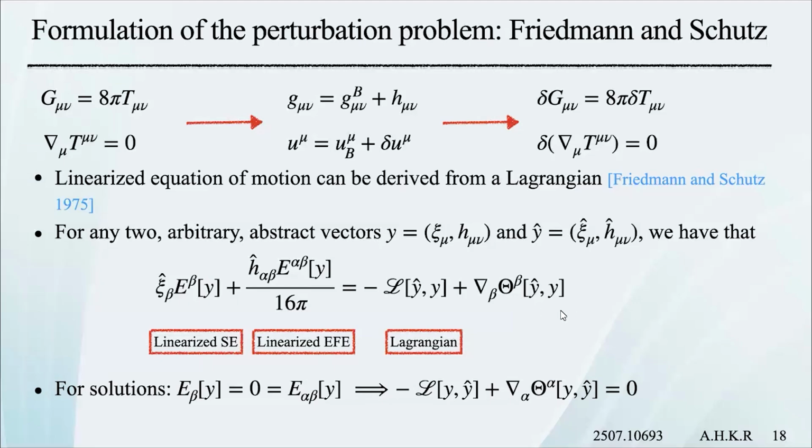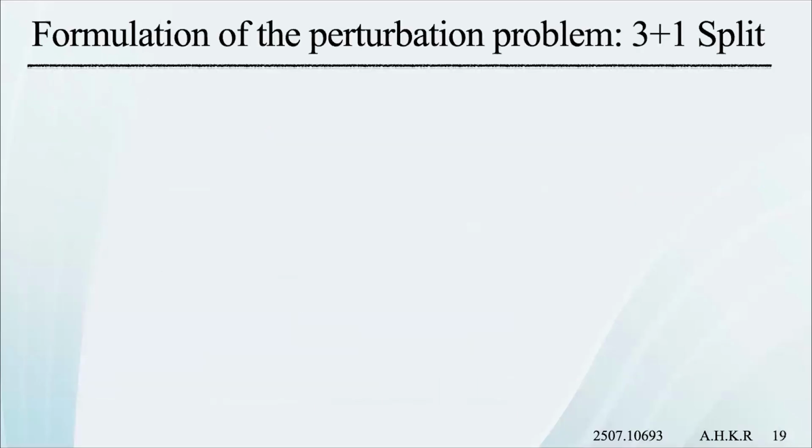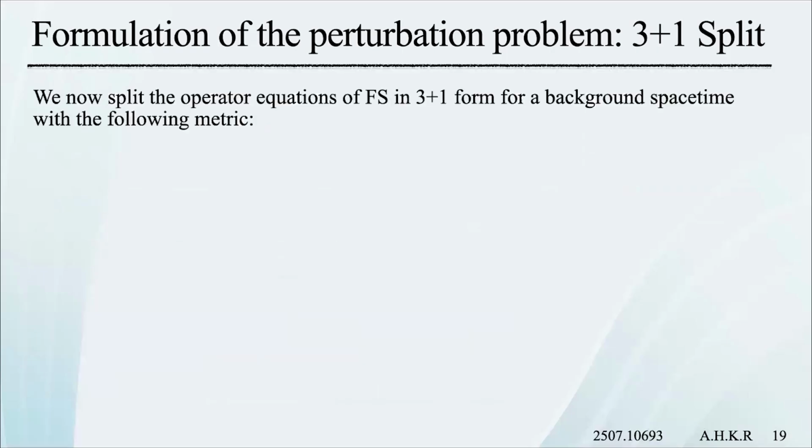So you have this operator equation for the Lagrangian. And so the natural step now is to do a 3+1 decomposition of that equation. To do that, we looked at the background space-time and the 3+1 split. We assume that the shift vector is 0. So the 3+1 decomposition has lapse N here, and then gamma ij is the spatial metric.